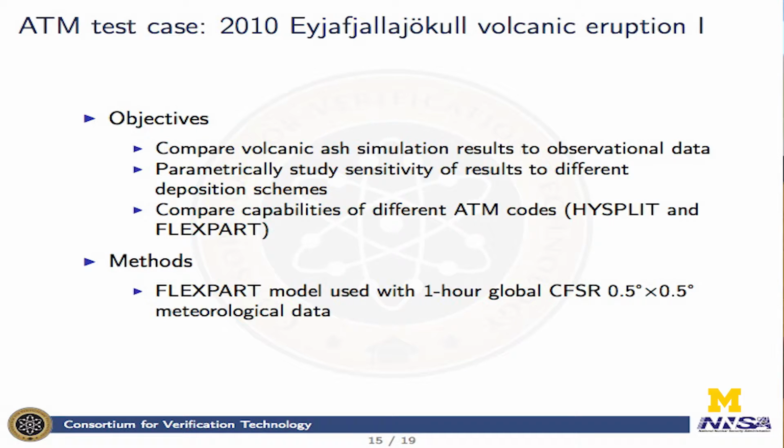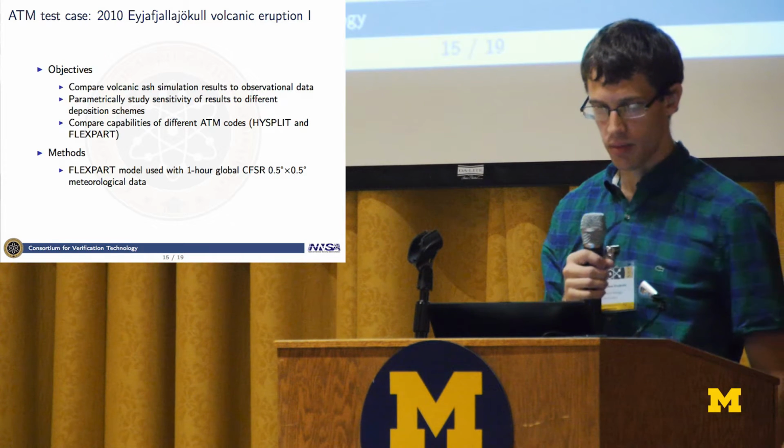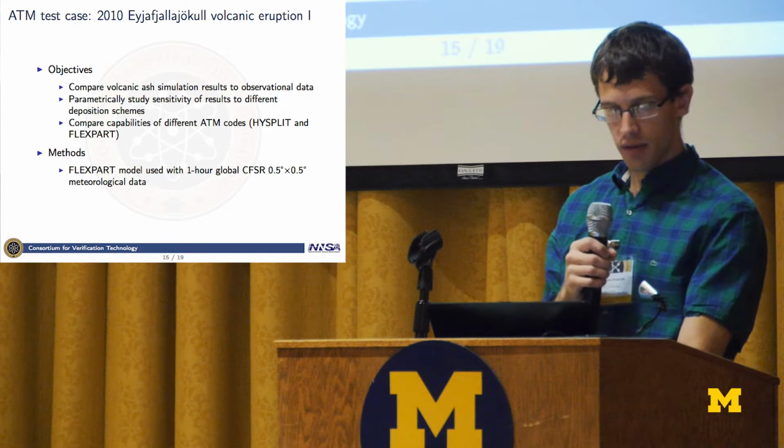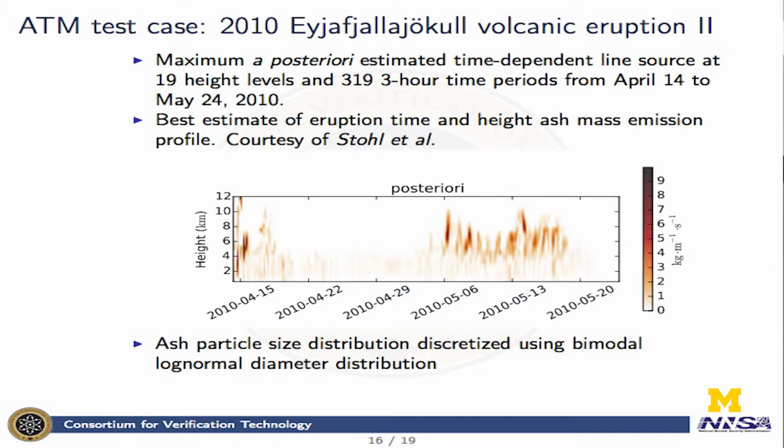And so the second set of data that we looked at was a volcanic eruption set of data, and we wanted to compare, again, our simulation to this data and compare our simulation to some of the previous literature values on this, using different atmospheric transport codes. I mentioned FlexPart already, but another one that's commonly used in the United States is called HiSplit, and we want to look at the capabilities of these two codes in comparison. The meteorological data set, again, is the CFSR data set.